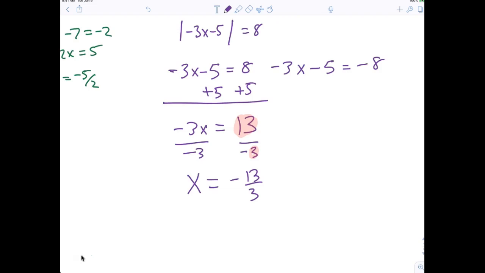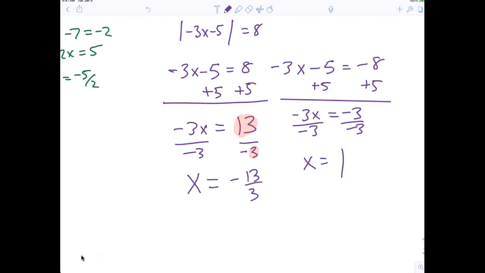Thomas, what's next? On the next equation, what do I have to do? Plus 5. Plus 5. All right, now be careful. Negative 8 plus 5 is negative 3. So, now what? Divide. So x equals negative, no, positive 1. Positive 1. That was Thomas completing his problem. All right, completely correct. Good job, Thomas.